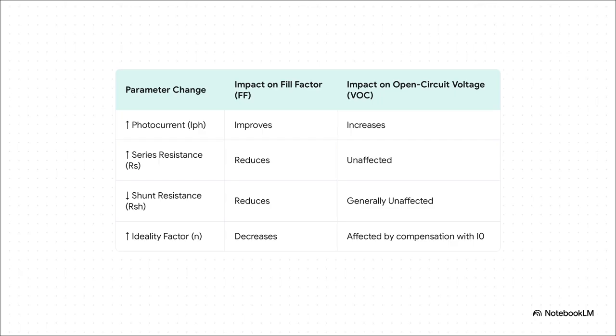This table is such a great cheat sheet for cause and effect. Look at series resistance, for example. That's our traffic jam. If RS goes up, you can see it absolutely crushes your fill factor, which is a key metric for how efficient the cell is. But what's really interesting is that it has basically no effect on the cell's maximum voltage. These kinds of insights are what make the model so powerful.